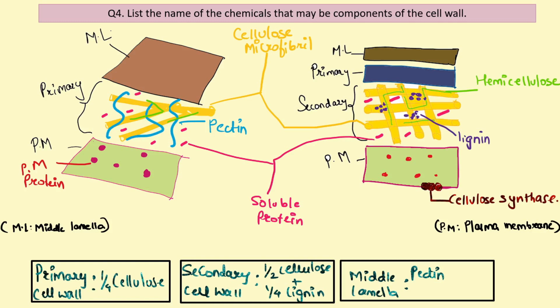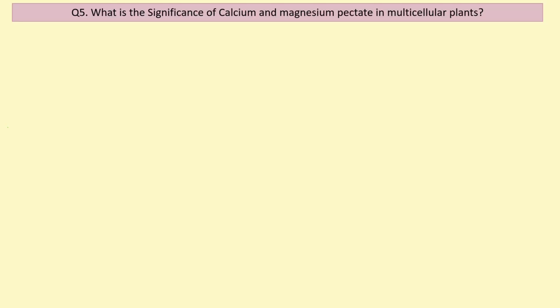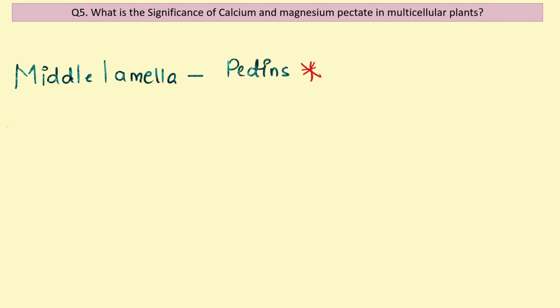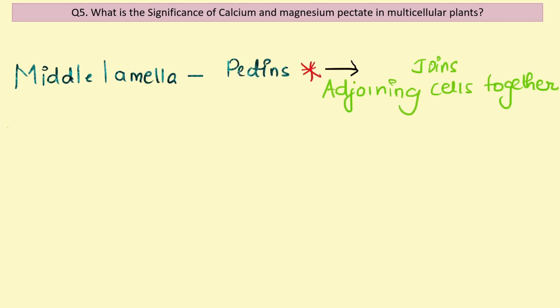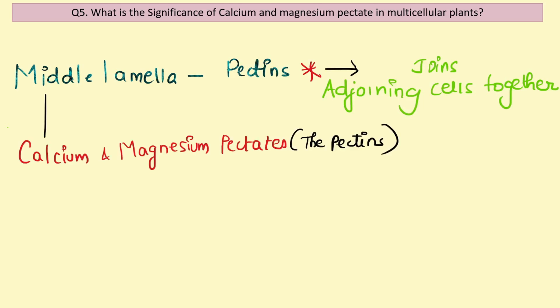Let us solve the next question. Question number 5. What is the significance of calcium and magnesium pectate in multicellular plants? The middle lamella is mainly made up of pectins, which joins the adjoining cells together. Middle lamella constitutes of the calcium and the magnesium pectates, that is the pectins, which are the insoluble salts of the pectic acid.